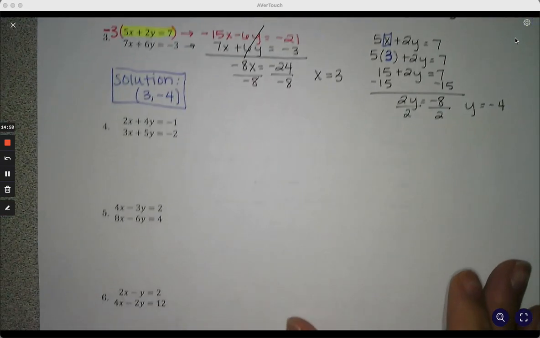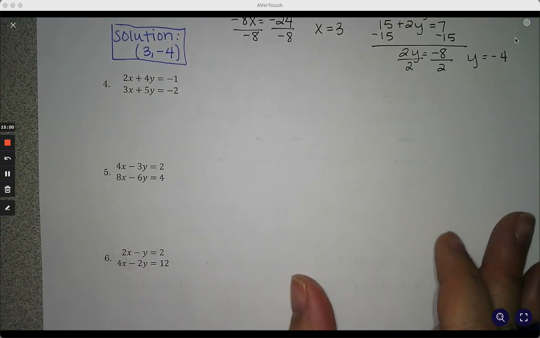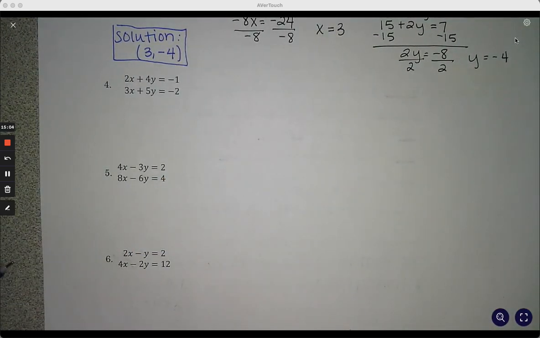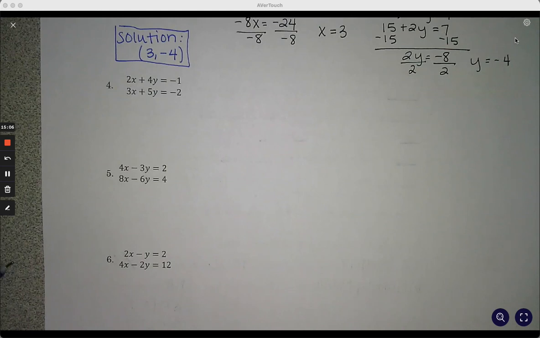Okay. All right, so let's look at number 4. 2x plus 4y equals -1, 3x plus 5y equals -2. Which one do I want to cancel out? I want to cancel out the x's. Let me show you what that looks like when we cancel out the x's.